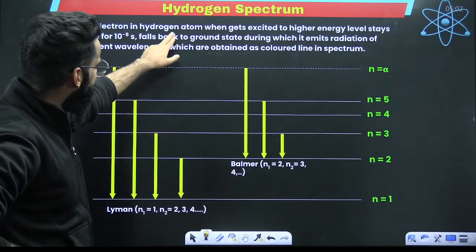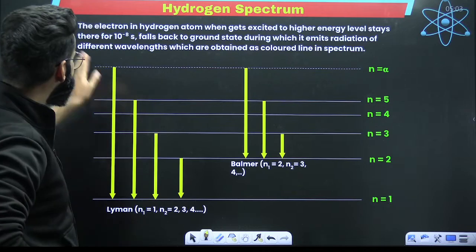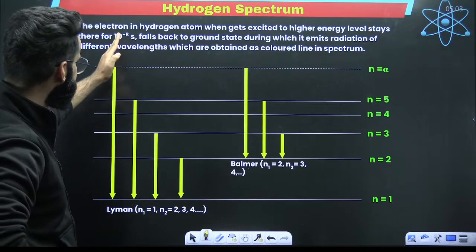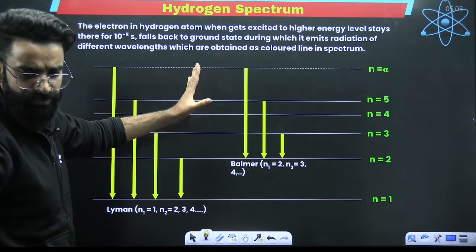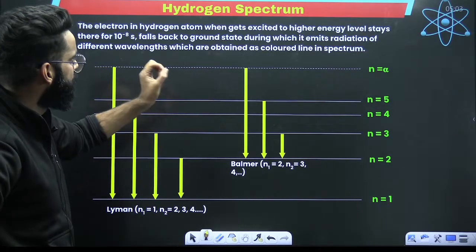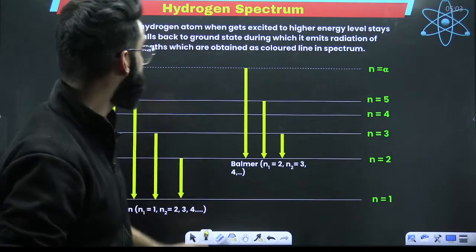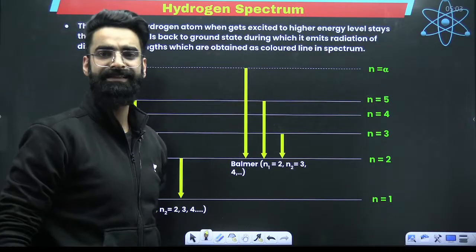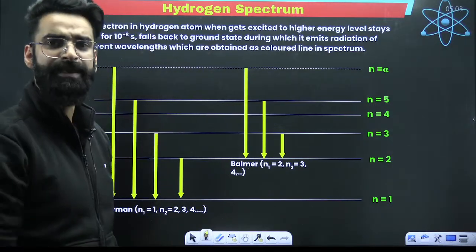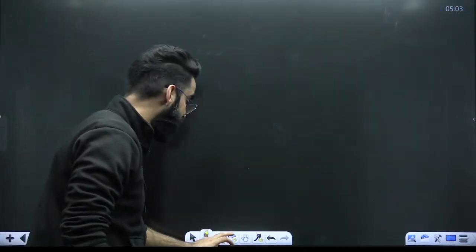The electron in the hydrogen atom, when it gets excited to the higher energy levels, stays there for 10 raised to the power minus 8 seconds, falls back to the ground state, right? During which it emits radiation of different wavelengths, which are obtained as colored lines in the spectrum. Now, what does it exactly mean? Let's try to understand this in a bit more detail.